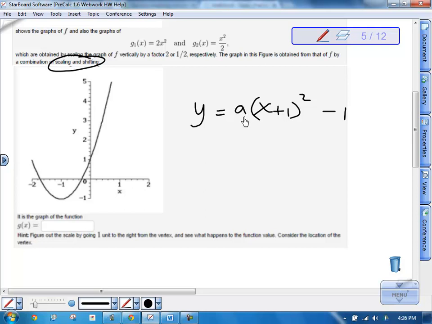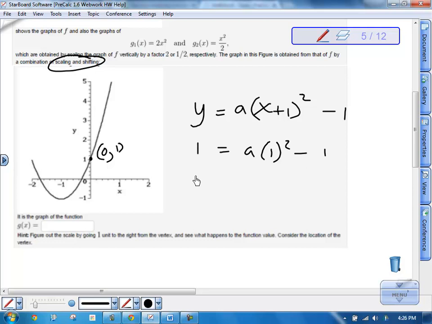And then there's still an a term right here. I don't know what it is. They told me it's either 1/2 or 2, depending. Now, to figure out what that is, what I can do is take this other ordered pair right here, 0, 1, and plug it in for x and y. So plug in 1 for y and 0 for x. We can find out what a is.